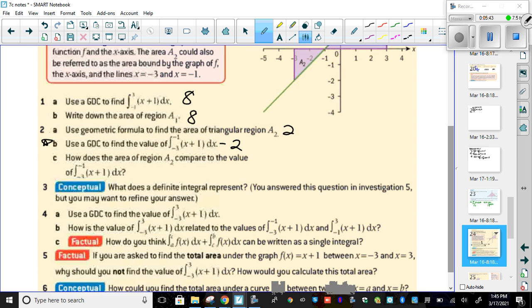On to 3. What does a definite integral represent? The area under the curve for a positive function, and the opposite of the area for a negative function. So if you used your calculator for 4a, and you punch that into your calculator, what do you get? From -3 to 3? 6.